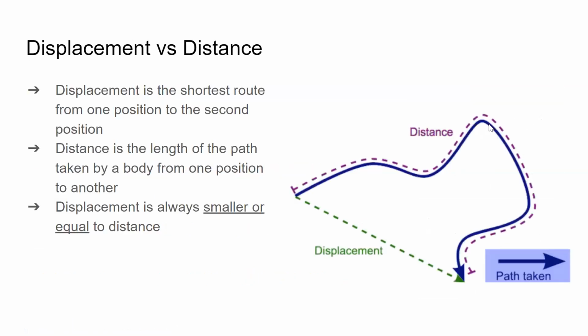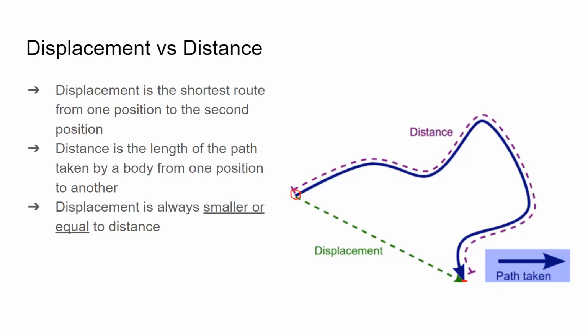Displacement versus distance. Here's one example: you can see that if a person started off at this point and walked all around this entire long-winded route and ended up here, that purple dotted curve is their distance, and the green dotted arrow is their displacement. I like to think of it as a racetrack or a circular track. So when would displacement and distance have different values? Because sometimes they can be the same.